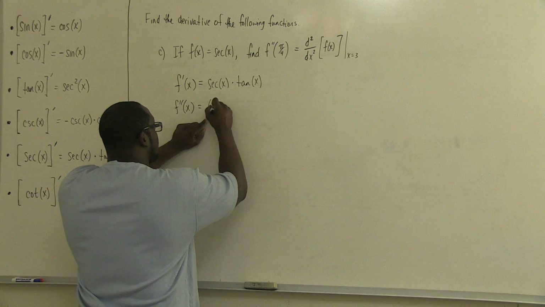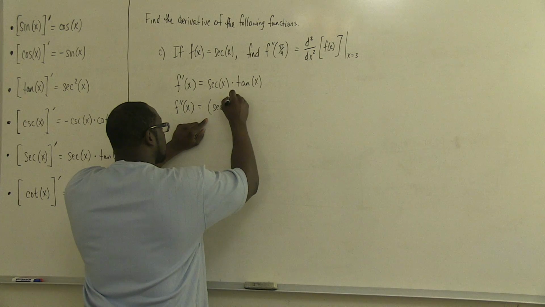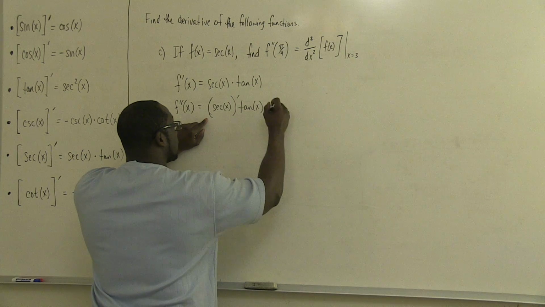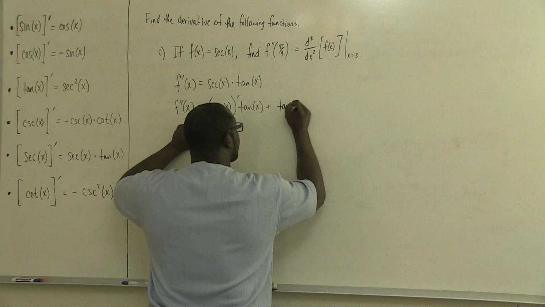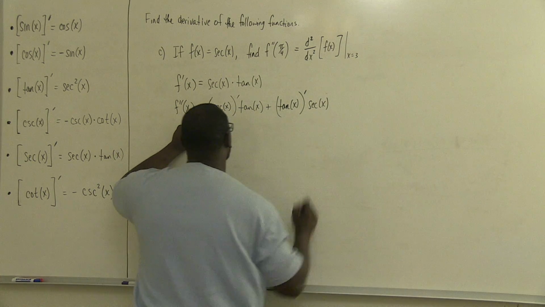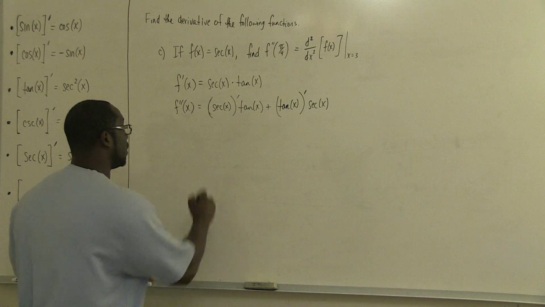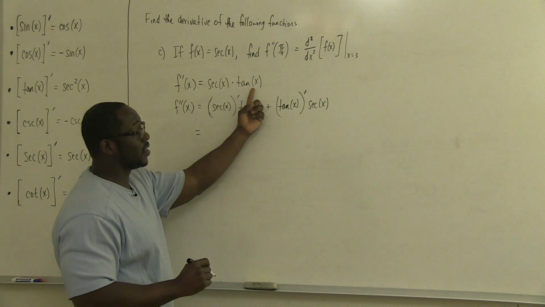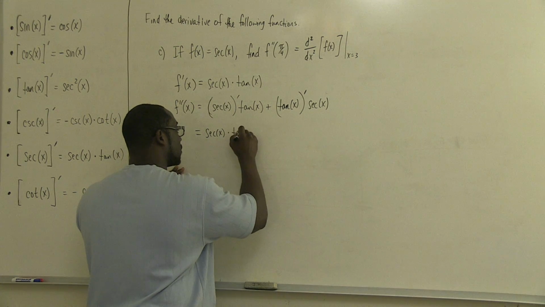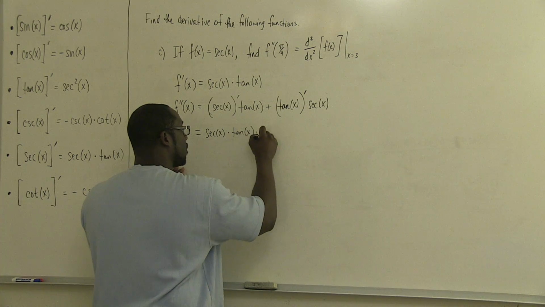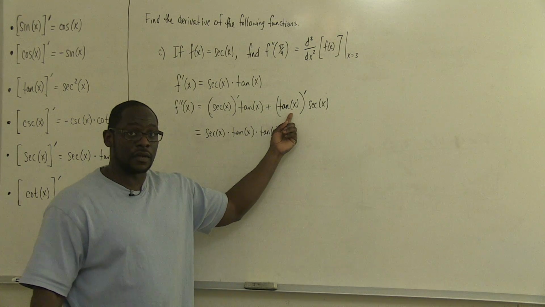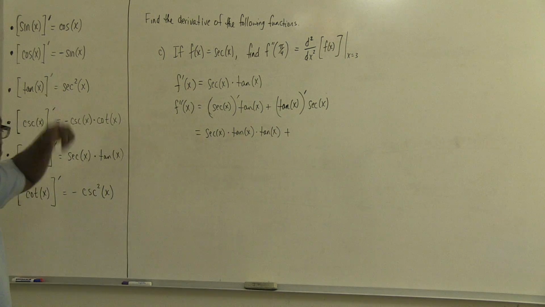So here we take the derivative of the first times the second plus derivative of the second times the first. Of course, we look here, the derivative of secant, again, is secant x tan x. And all that multiplied by tan x. And of course, the derivative of tan x is going to be secant squared x.